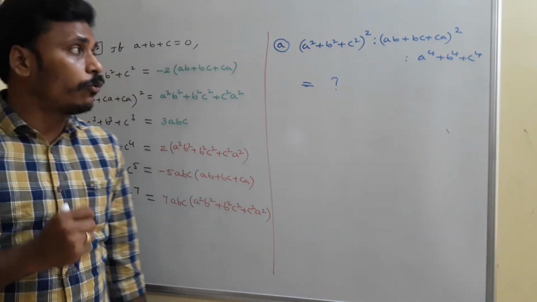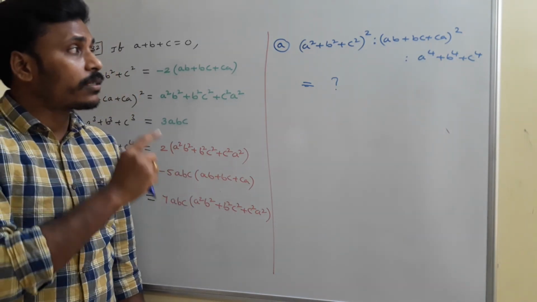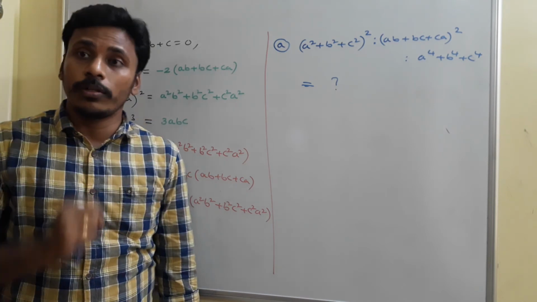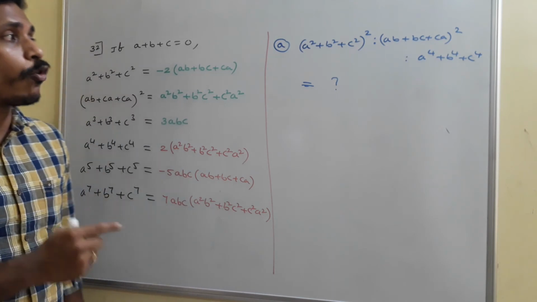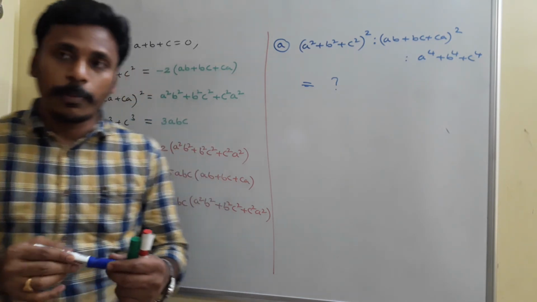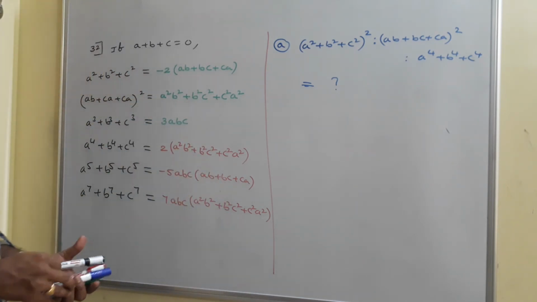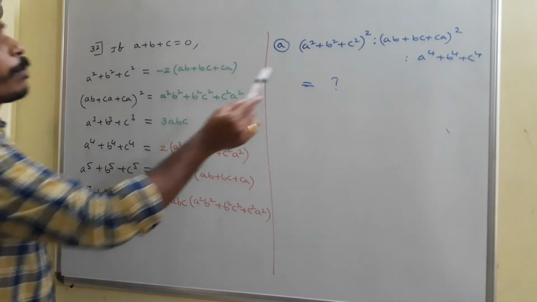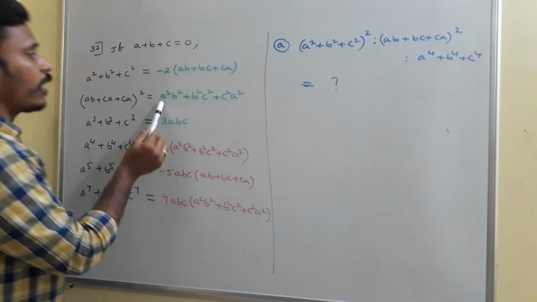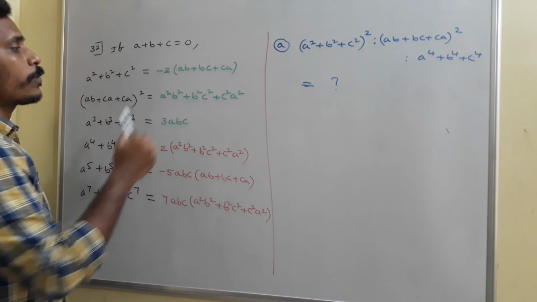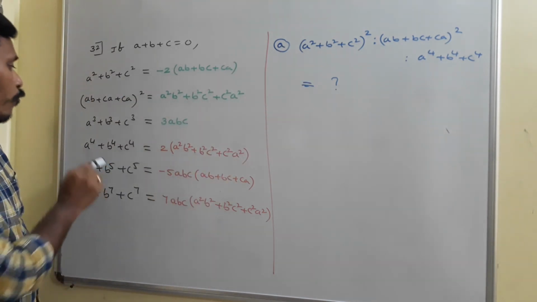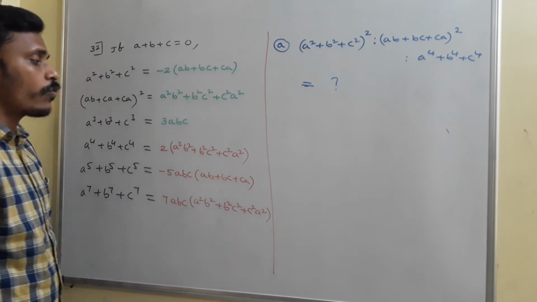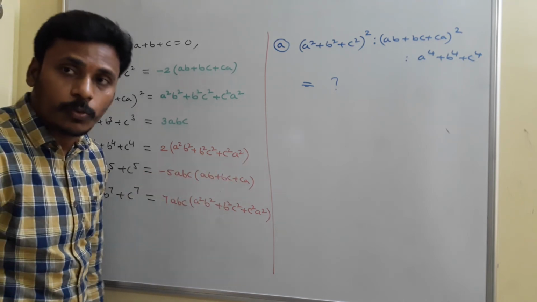Is it clear for everybody? I need to give the ratio between (A square plus B square plus C square) whole square, (AB plus BC plus CA) whole square, and A power 4 plus B power 4 plus C power 4, if A plus B plus C is equal to 0. And how to find it? See, (AB plus BC plus CA) whole square is directly A square B square plus B square C square plus C square A square. And A power 4 plus B power 4 plus C power 4 is directly 2 times of A square B square plus B square C square plus C square A square.